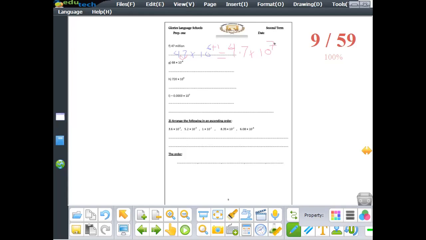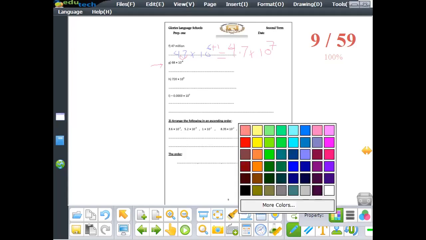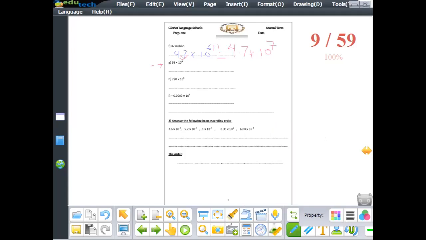The next one is number G. How can you do it? Excellent, great. You move the point one digit to the left. So you add here one. So it will be 6.8 times 10 power 5.